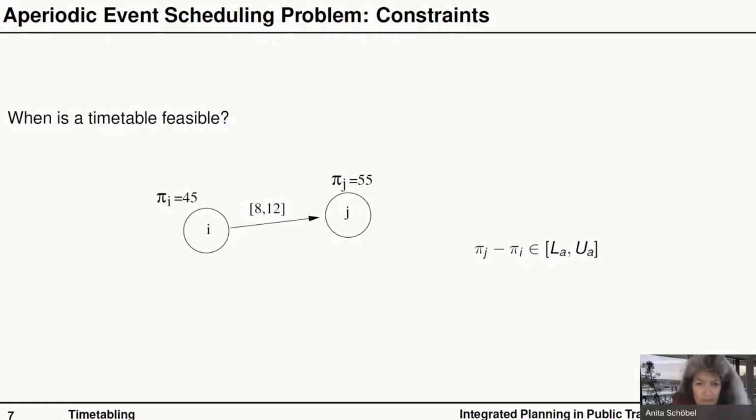So this is fine. But you could not have, for example, chosen 35 and 55, because then the time on this piece between I and J would be 20 minutes, and 20 minutes is not included in the interval between 8 and 12. In general, the constraint is on the right-hand side of this slide. For each activity going from I to J, we have to compute Pj, the end of the activity, minus Pi, and this should be in our interval [LA, UA] for all activities A from I to J.